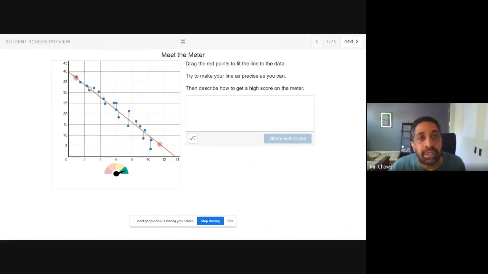And so once you do that, it's going to show you that you're in the green. And you can see that this line is pretty close. Let's see if I can get it to the best I can. There you go. So that's a really good line. That line is all the way green. It has made the distance between these dots and this line as small as possible. So this line really fits the trend of this scatter plot. So you do that, then you can go in here and describe what you think about what it took to get your line into the green.